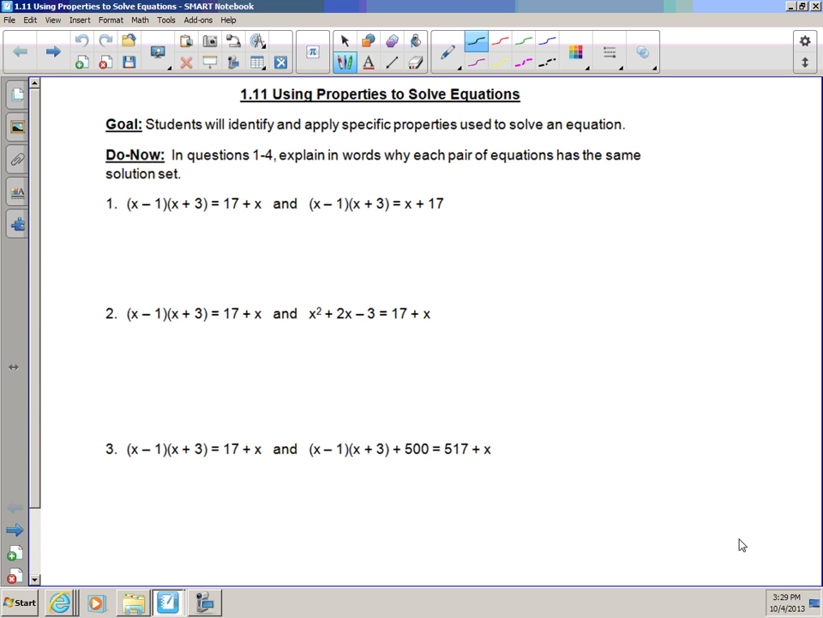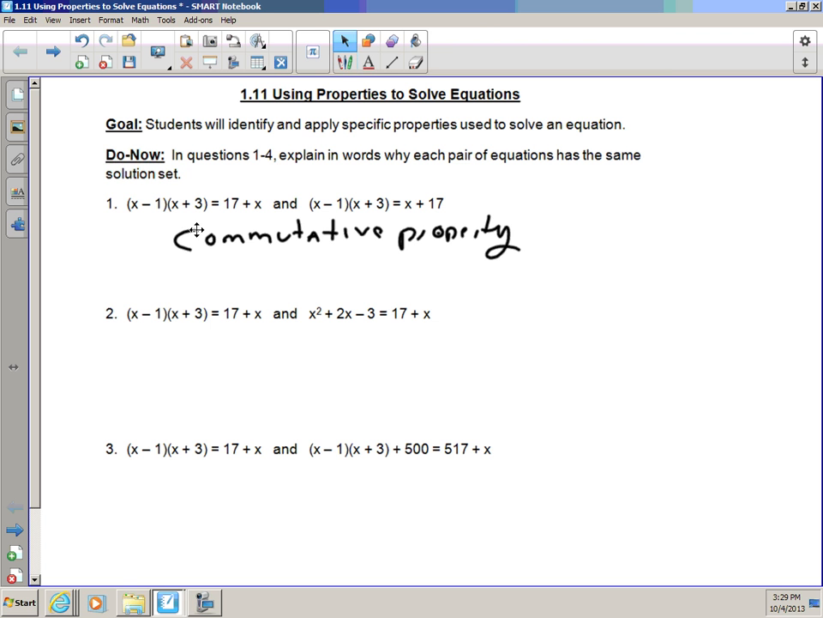What happened between these two equations that allows them to stay true? We used the commutative property. In the second scenario, why are these two equations still true? You should be able to see that we used the distributive property here, which resulted in the trinomial of x squared plus 2x minus 3.